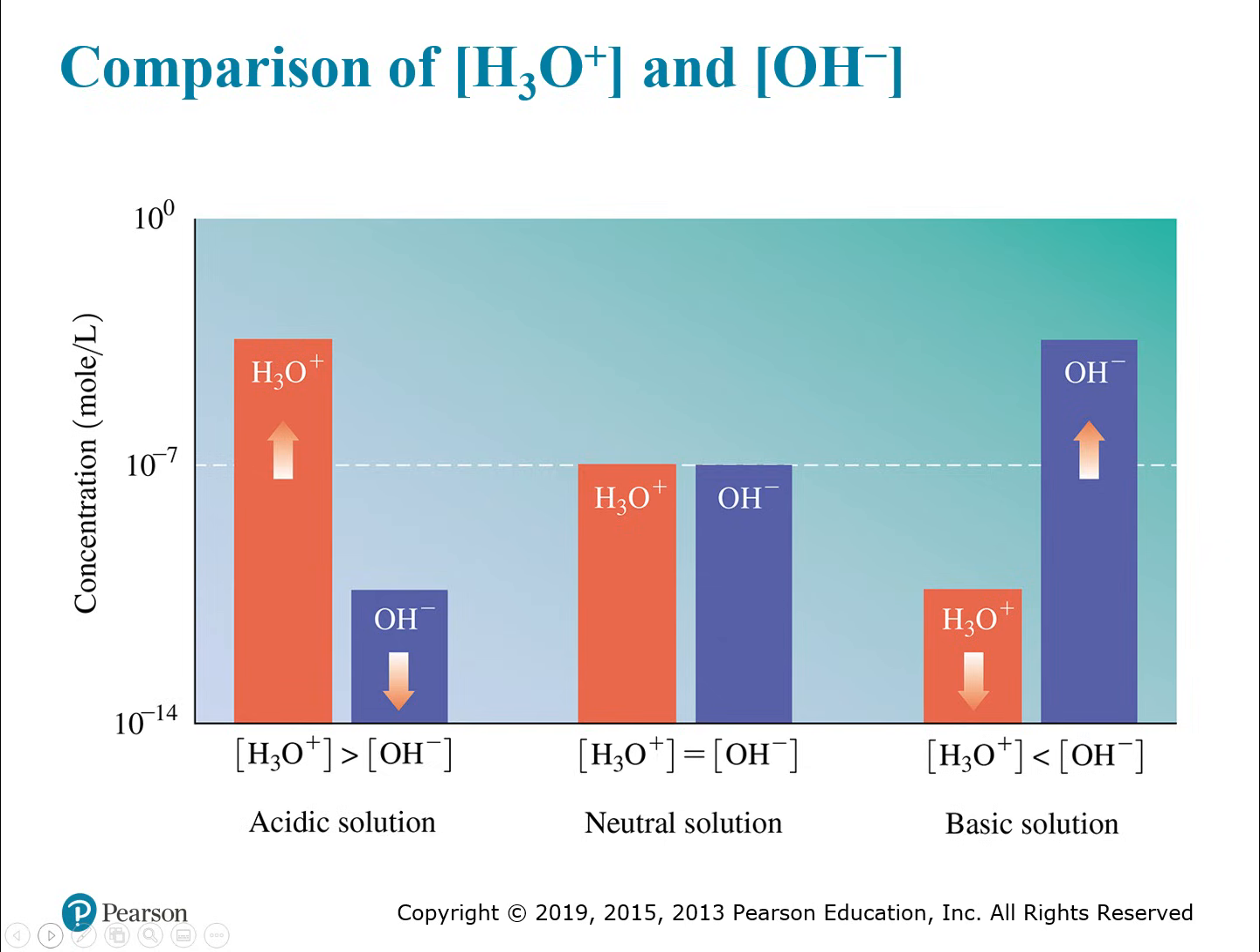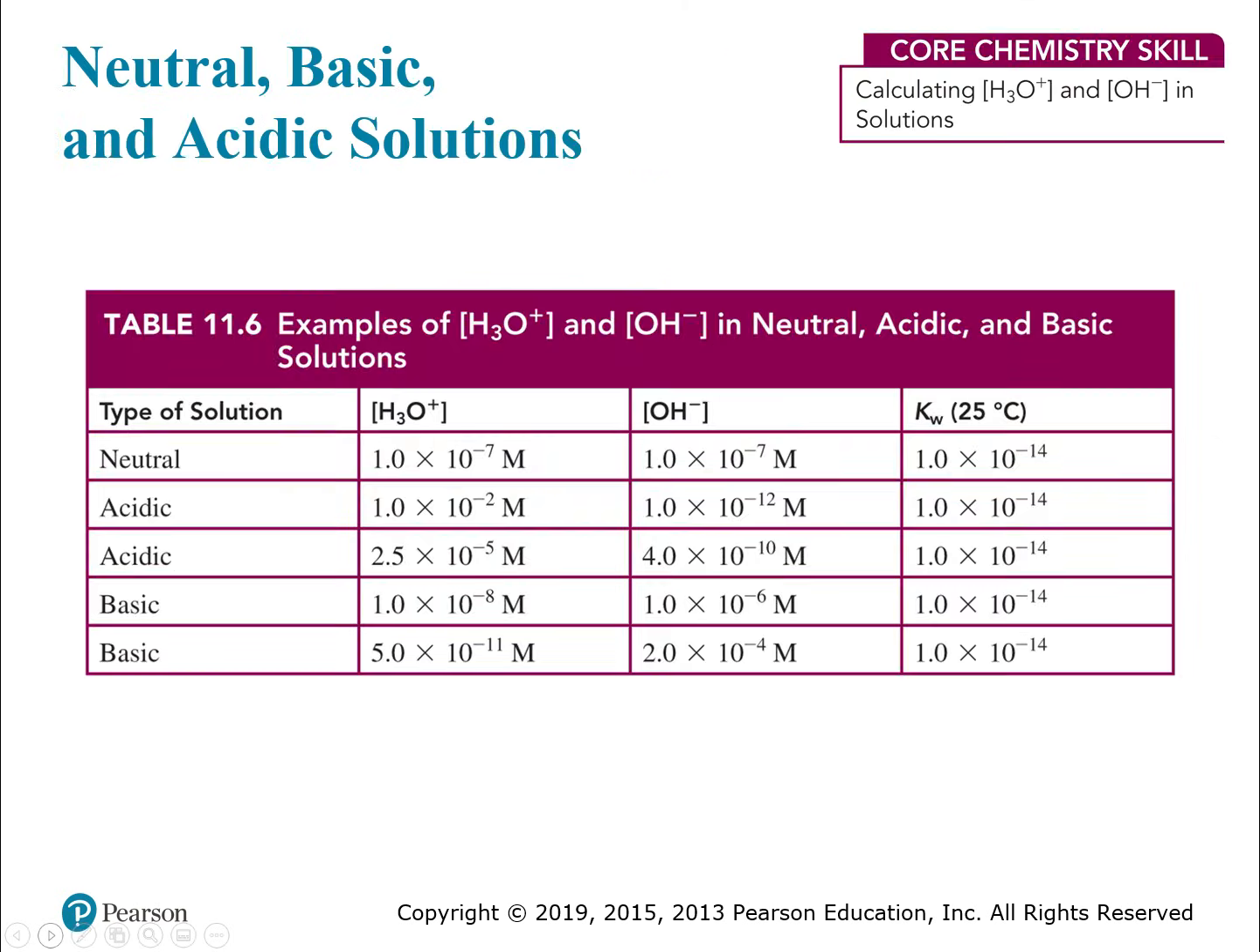And this chart just shows you a comparison of acidic, neutral, and basic solutions. So if you're a visual person and the bars help you, this would be a good thing to recreate in your notebook so you can see the difference, and it'll help you to identify an acid versus a base versus a neutral solution. This table here, 11.6, gives you some examples of types of solution, neutral, acidic, basic, and the concentrations of hydronium and hydroxide ions.